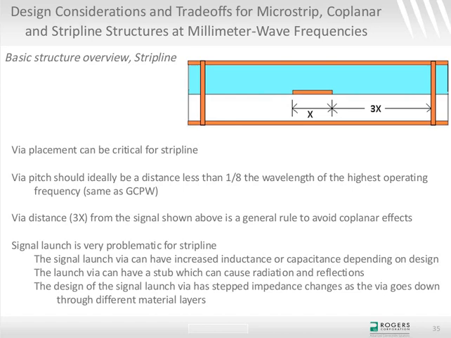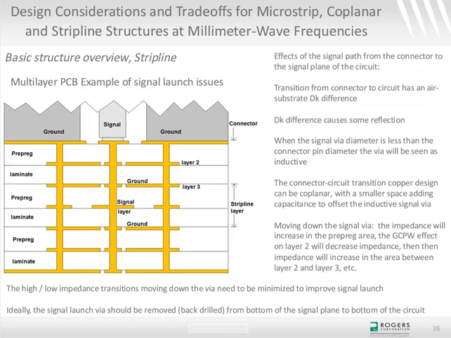And that signal launch via typically has an increase in inductance, but it could be capacitance. It could be a variety of things, actually, when you get in the details. And the signal launch via itself can actually act as a stub in a certain area and radiate and cause reflections and poor return loss. I'll give an example of that here in just a second. And then also the design of the signal via sometimes has what I would call a stepped impedance characteristic. And again, I'll talk about that on the next slide.